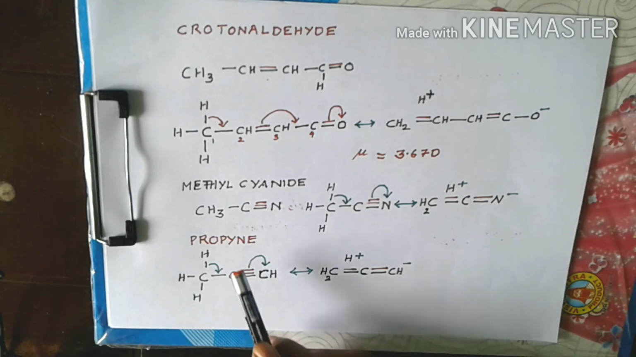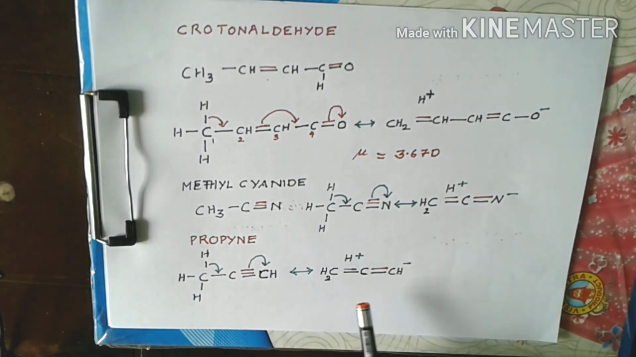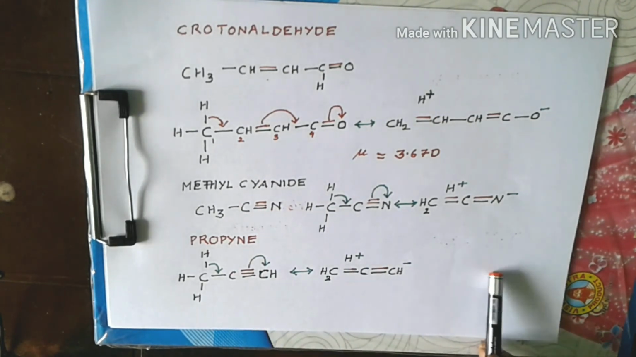Then coming to propyne, a similar situation here. We have 3 such canonical structures.